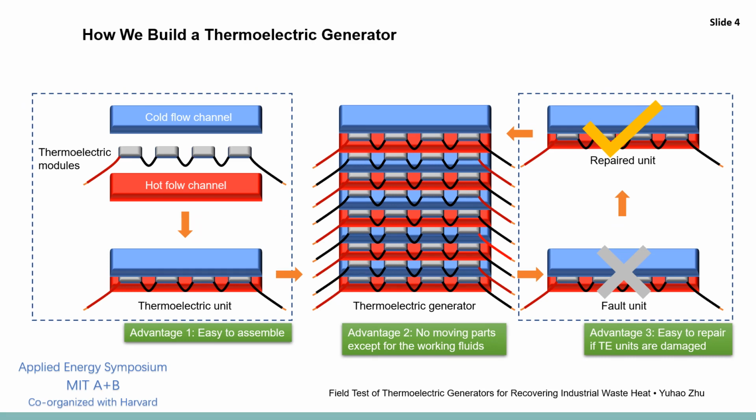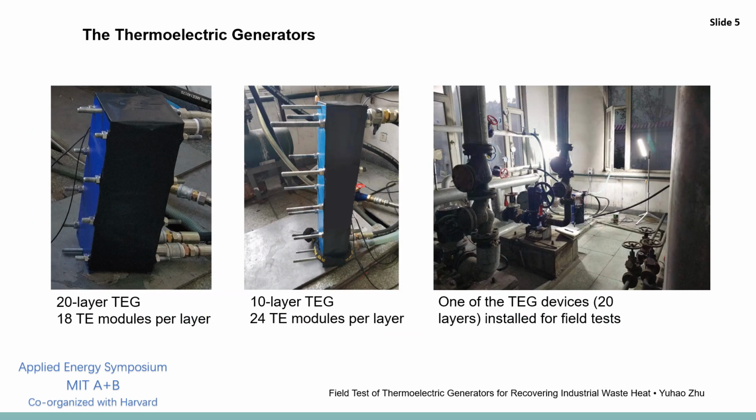The TEG we built is hierarchically expandable. It is easy to assemble and expand. The operation process of the TEG system is very stable. Even if there's a problem, it is easy to repair. These are the two TEGs we assembled in the field test. One 10-layer and one 20-layer. The 10-layer TEG has 24 modules per layer, and the 20-layer TEG has 18 modules per layer.